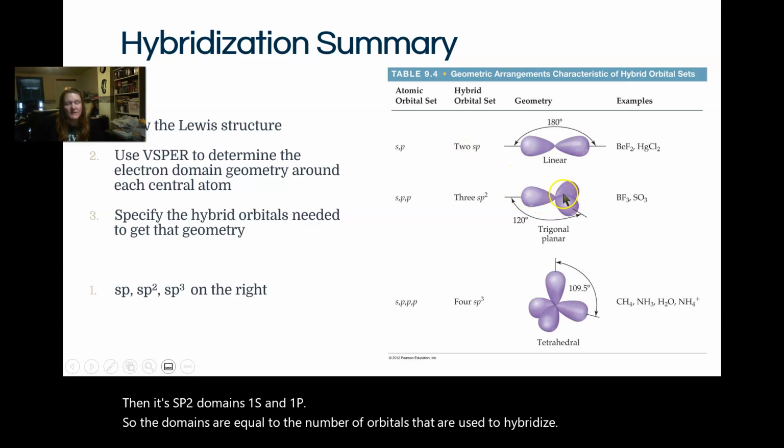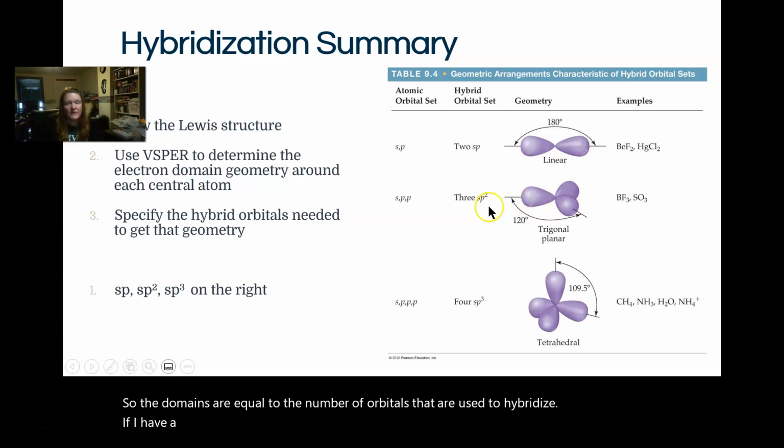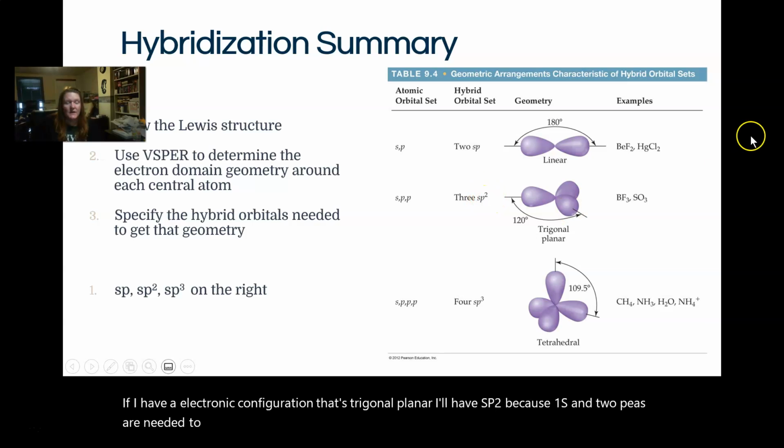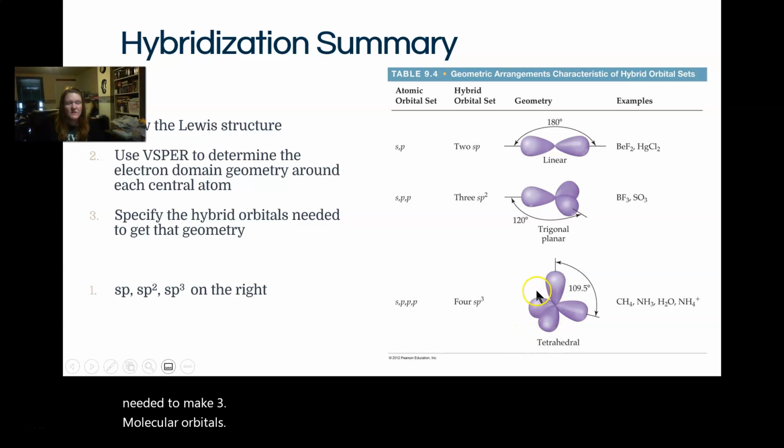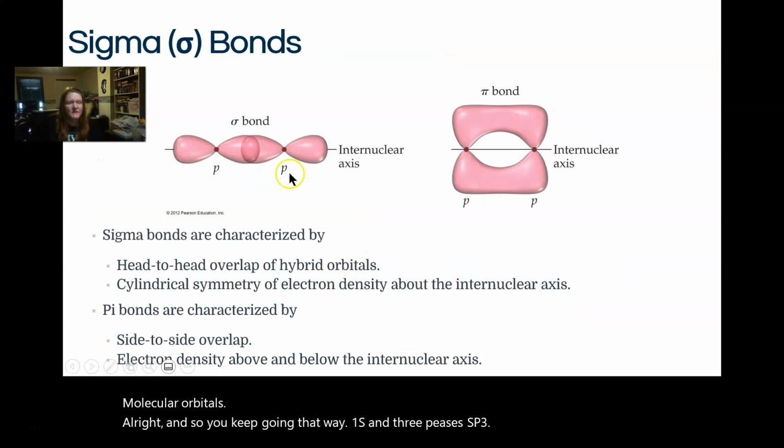If I have an electronic configuration that's trigonal planar, I'll have sp2 because 1s and 2 p's are needed to make 3 molecular orbitals. All right, and so you keep going that way. 1s and 3 p's is sp3. And so you just keep going.